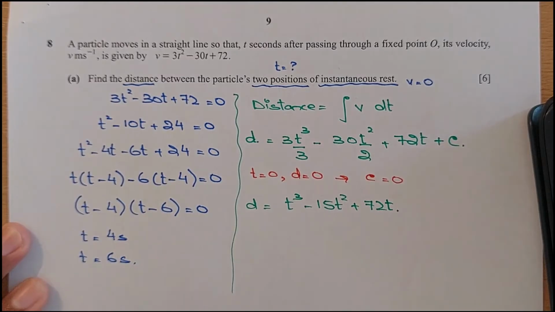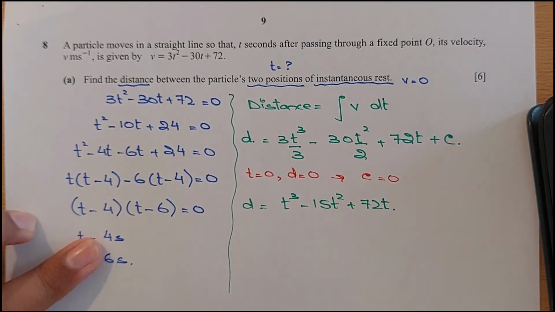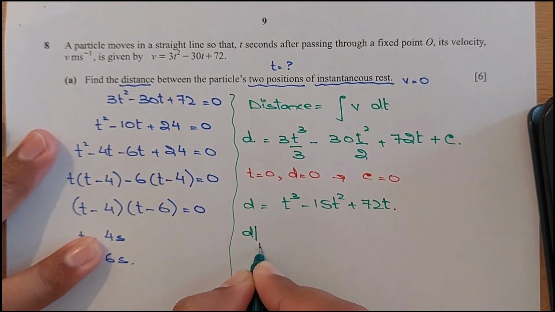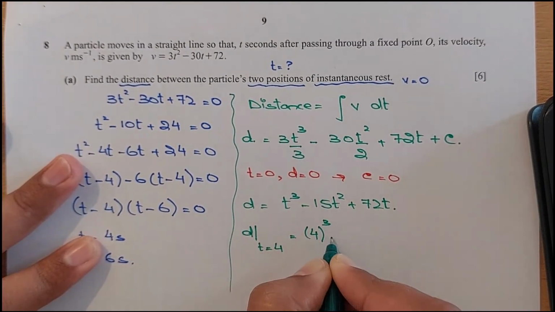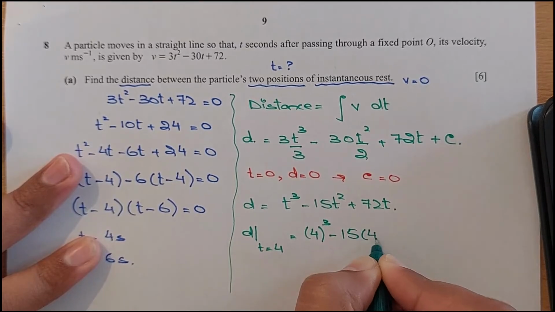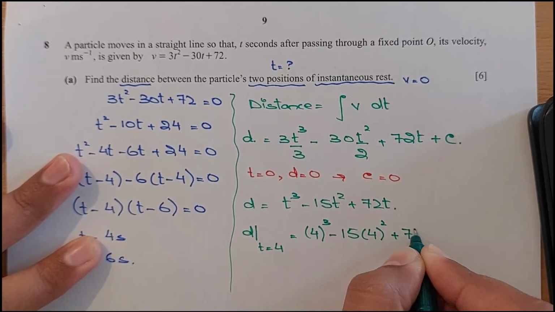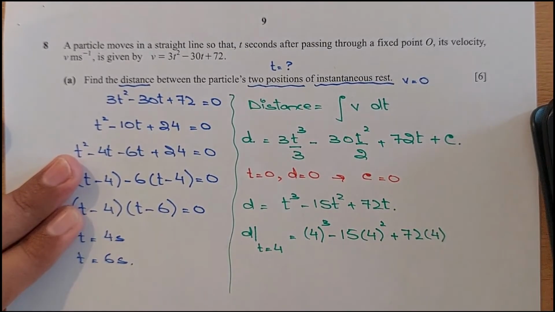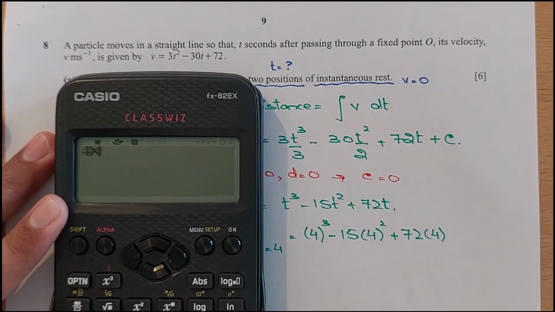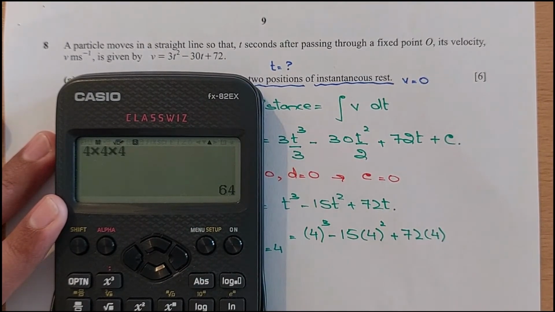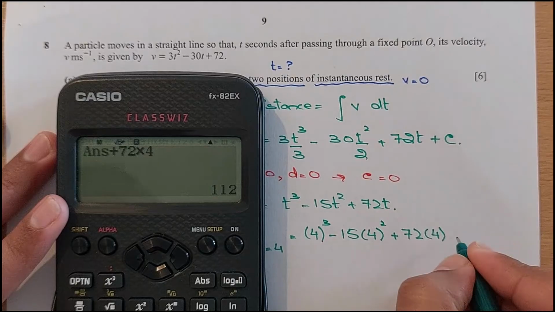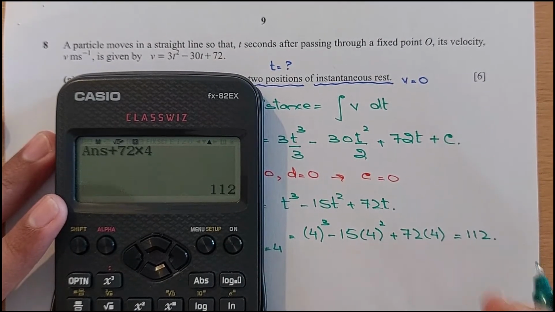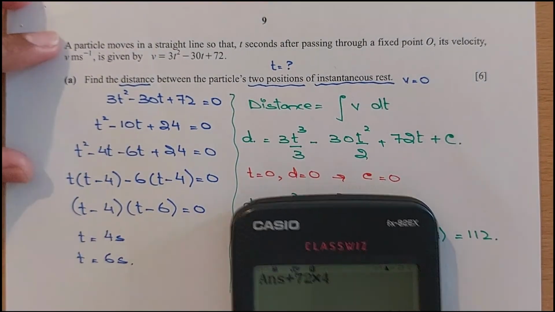Now let me find the distance when the time is 4 seconds. So d at t = 4 is 4³ - 15 times 4² + 72 times 4. Let me simplify. We have 4 times 4 times 4, that is 4³, minus 15 times 4 times 4, plus 72 times 4. So this is 112. This is the distance at 4 seconds.